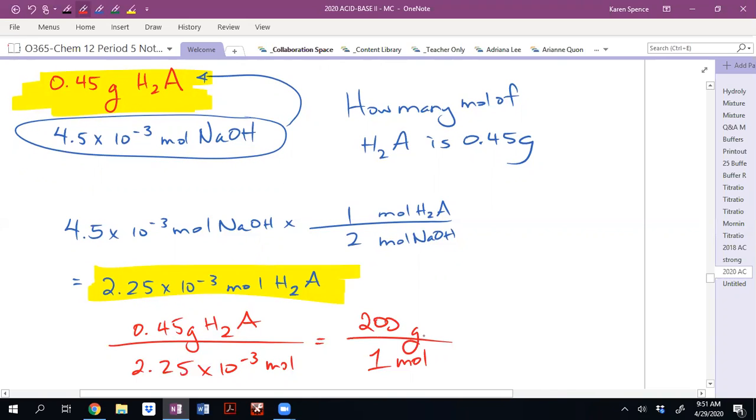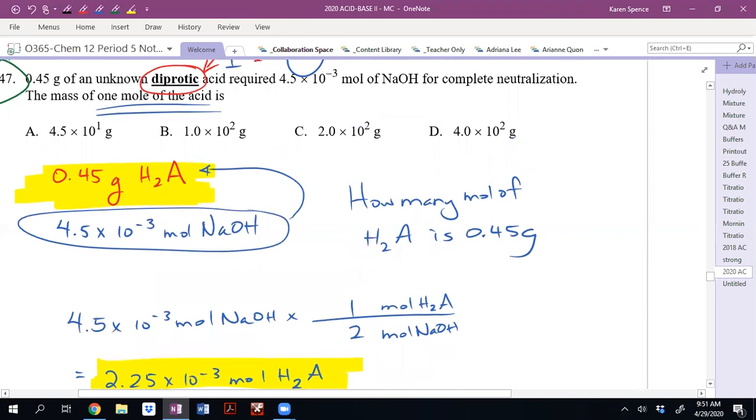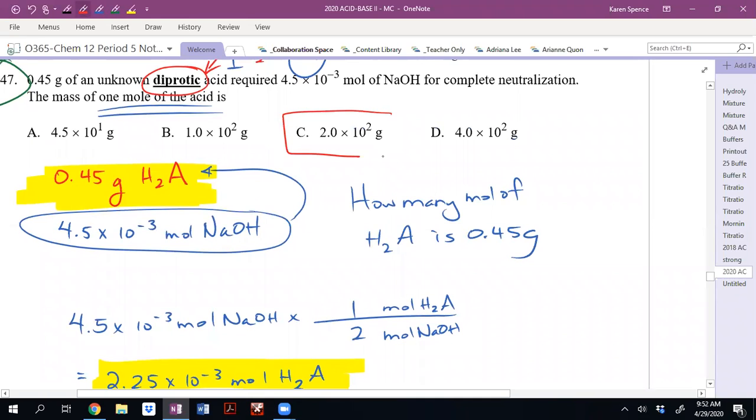You see, it's a ratio thing, right? It's a smaller amount of grams for a smaller amount of moles. We end up with a larger amount of grams for a larger amount of moles. And let's go back up and see if that was correct. There we go. That's equal to 200 grams, and that's per 1 mole.